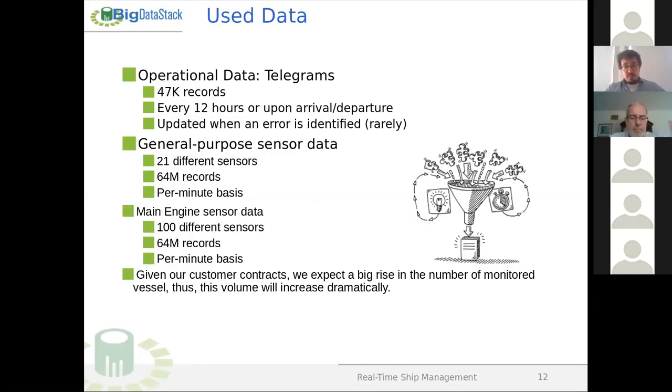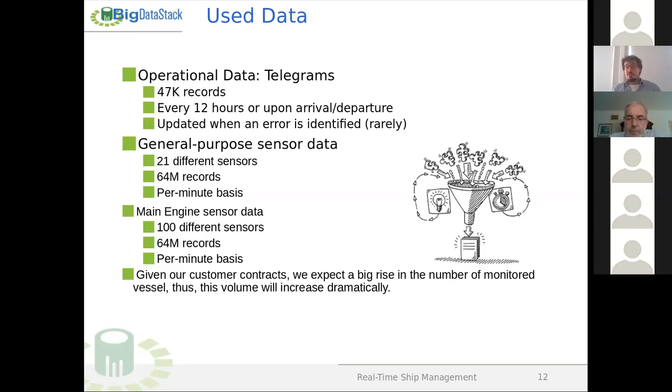The data we provided into BigDataStack for this problem can be split roughly into three categories. First, operational data. We use the old school term telegrams, which are reports that the captain manually fills and sends every 12 hours or upon arrival and departure. The total data set of this category sums up to 47,000 records.